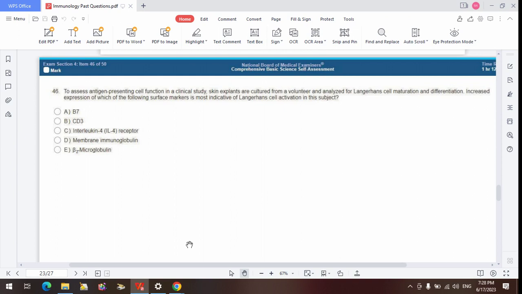Okay. B7 is a true co-stimulatory molecule on antigen presenting cells. CD3 is found on T cells. It's a co-stimulatory signal for T cells too. Interleukin 4 receptor is more of the Th2 response. Membrane immunoglobulin. And beta-2 microglobulin is part of MHC I. So it's part of MHC I.